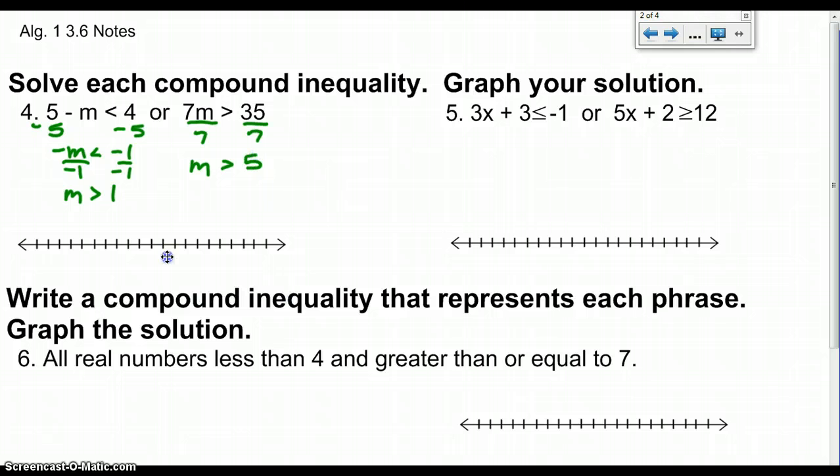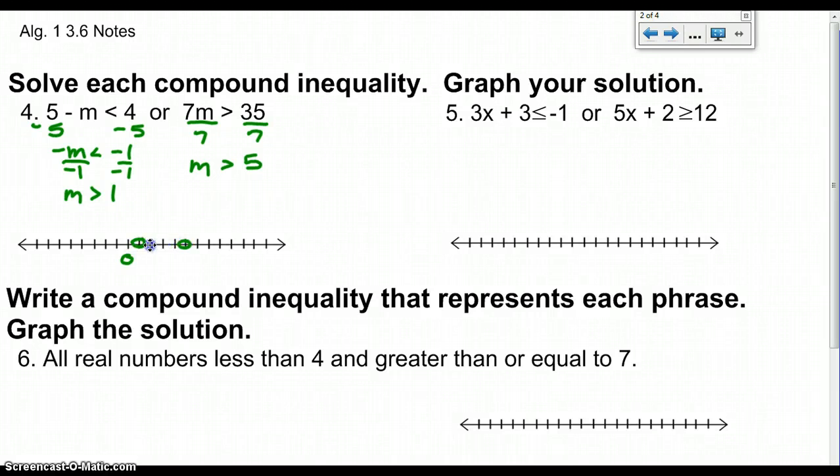Okay, so now we're going to graph it. Let's put 0 right here. Okay, so m is greater than 1, so we're going to go to 1 right here, and it's an open circle because it's not equal to. And then m is greater than 5, so 1, 2, 3, 4, 5.